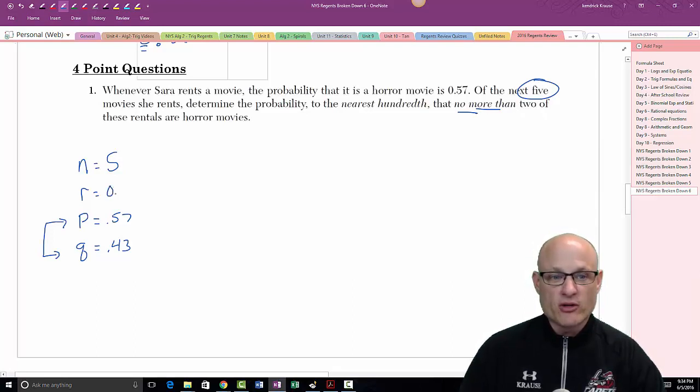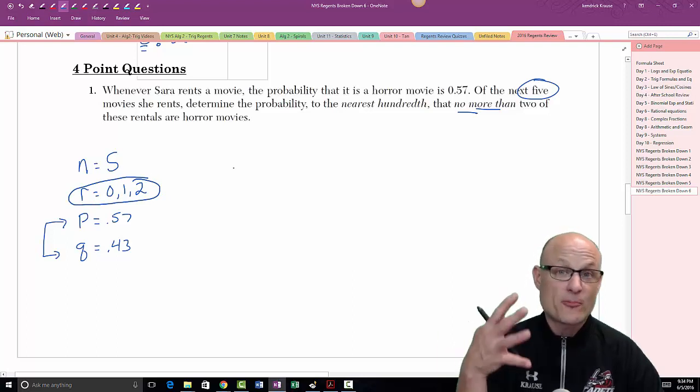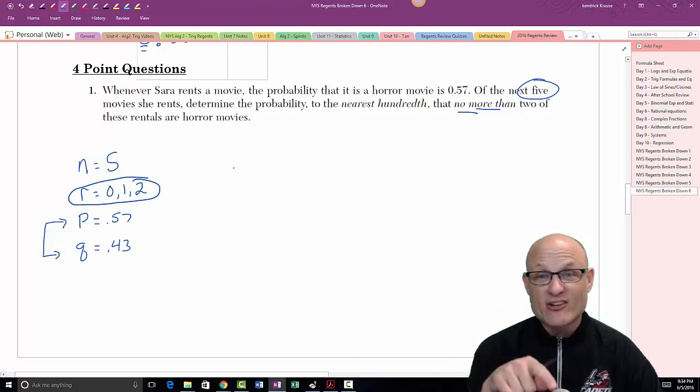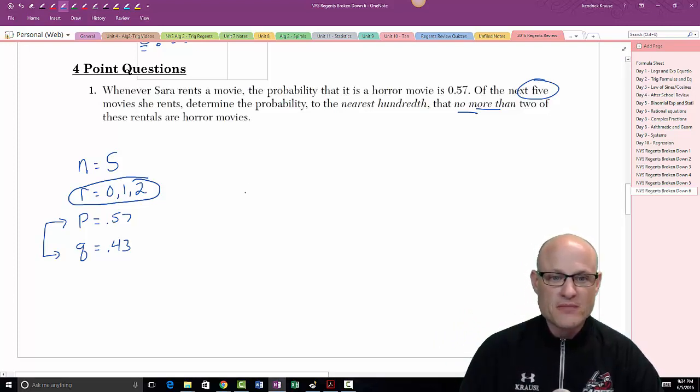So no more than 2 can be horror movies. That means she can rent 0. That's less than 2. 1. That's less than 2. Or 2. Notice how R is going to change on the harder problem. So if it's a 4-point question, you could almost guarantee that R is going to have at least 2 or 3 values in it. Okay? And here's how it works. You just do each one individually.